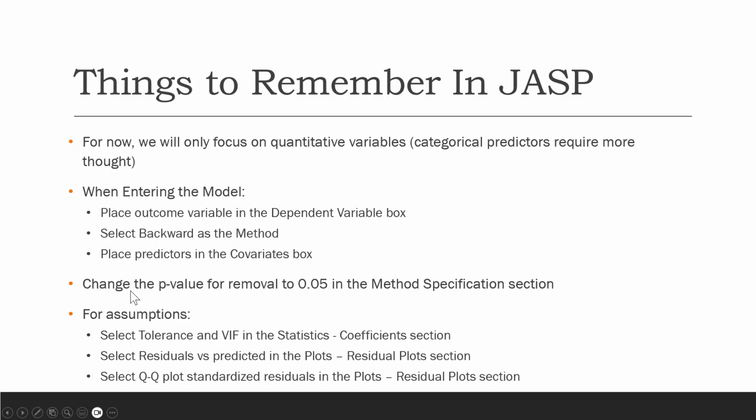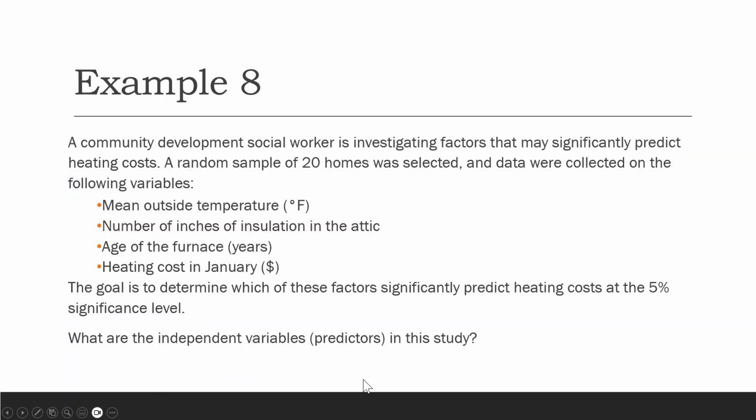And then for the assumptions, we're going to select the tolerance and VIF in the statistics section. We're going to do the residuals versus predicted in the plots section. And then we're going to get our QQ plot of our standardized residuals that's also in the plots section. And so let's go to this example here.